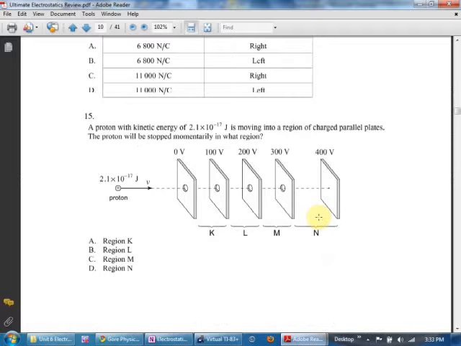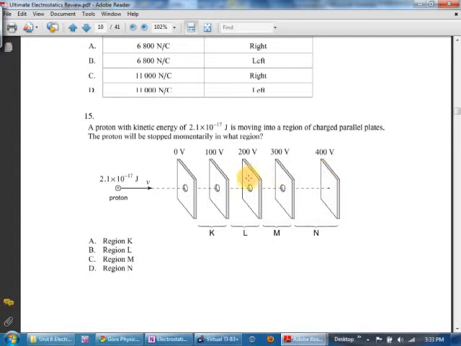So we have this proton that's sailing along, and it hits a bunch of plates, and each plate is charged to a different voltage. This far voltage here, positive or negative? Positive. What about this one? Positive, but not as much. What about this one? But not as much. You know what? They're going to repel this proton.